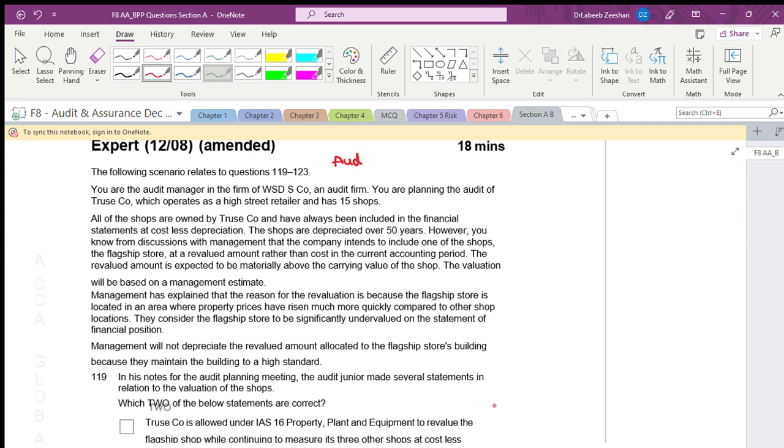Coming to the point, we are going to cover this question, which is related to audit evidence. First go through the things.